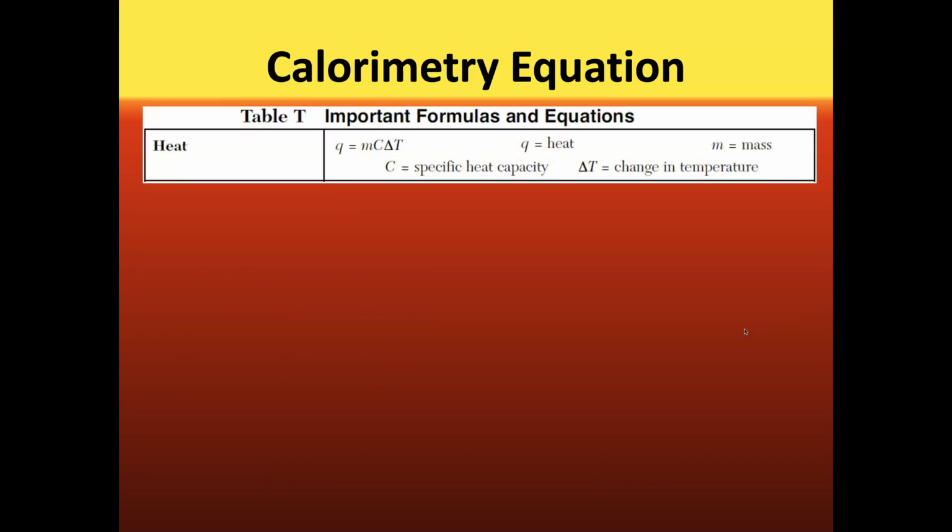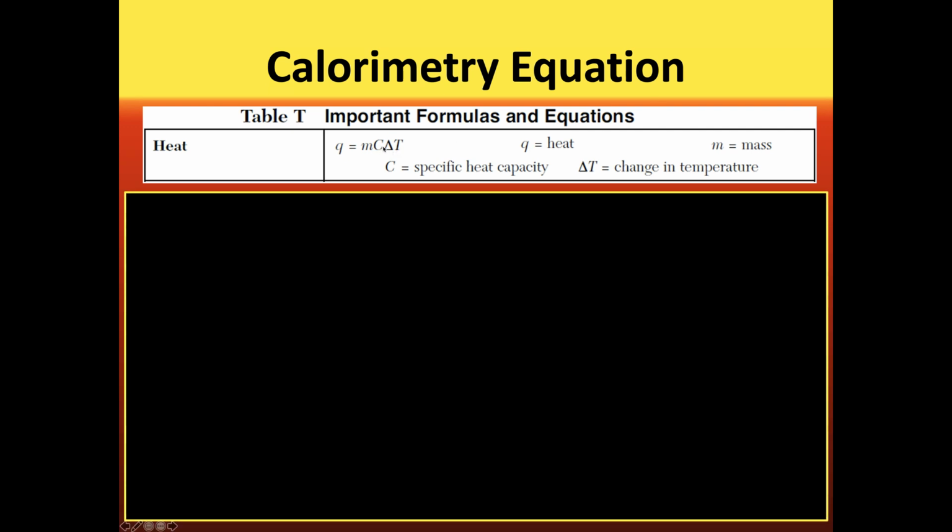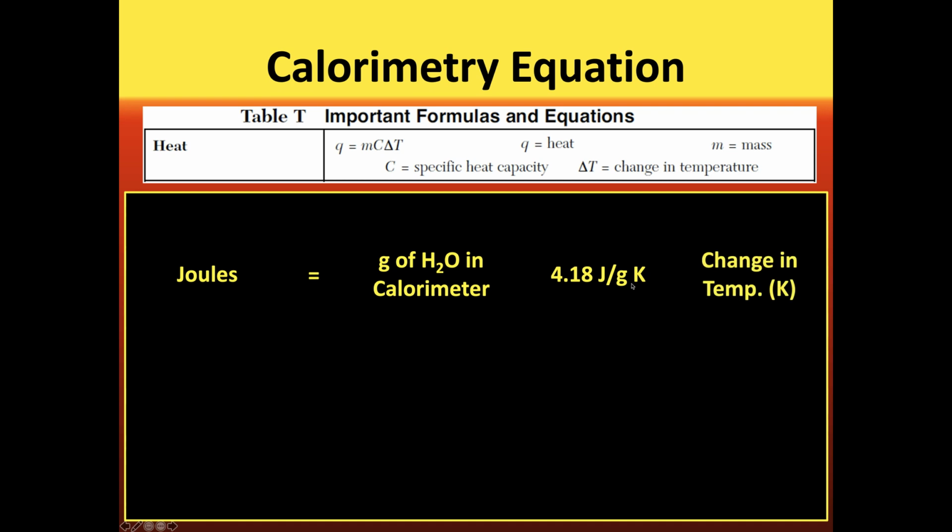You can find this on New York State Reference Table T. There's your M, your C, and your delta T, and it equals the quantity of heat. Since you're left with joules, joules is a measure of potential energy, and as I said, another word for potential energy is heat, stored energy. So joules equals grams times 4.18 joules per gram, so grams have just canceled out, times temperature change in Kelvin, so Kelvin cancels out, meaning joules equals joules.